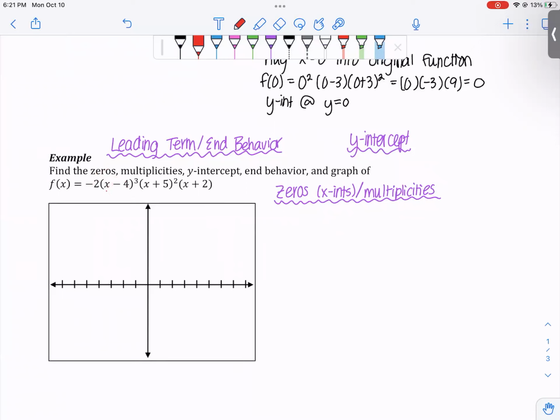So we start here. Remember, we're doing opposite signs. So if it says minus 4, we have 4. Plus 5 gives us negative 5. Plus 2 gives us negative 2. I'm going to write my zeros in order this time from the beginning. So we have negative 5, negative 2, and 4.